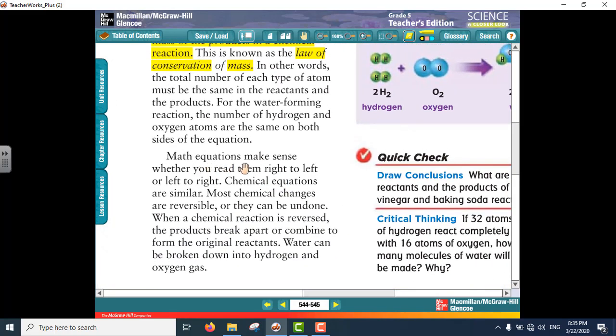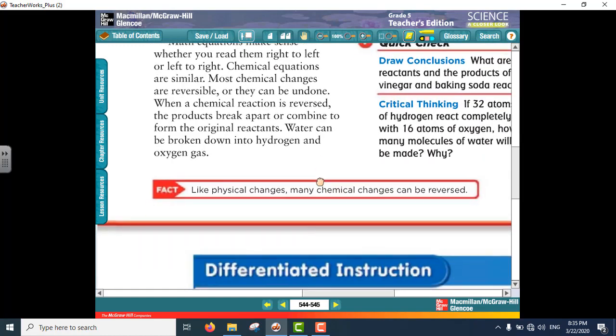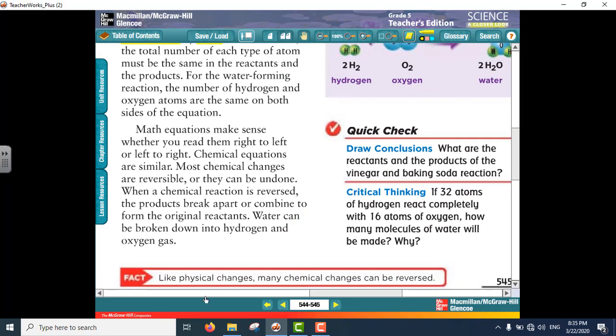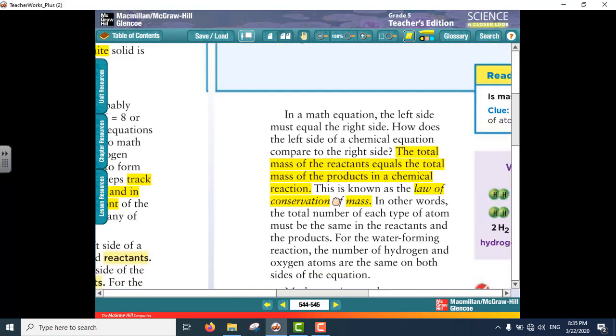Here, math equations make sense whether you read them right to left or left to right. Chemical equations are similar. Most chemical changes are reversible, or they can be undone. When a chemical reaction is reversed, the products break apart or combine to form the original reactants. Water can be broken down into hydrogen and oxygen gas. So here we have a fact: like physical changes, many chemical changes can be reversed. Okay? This was our lesson today.